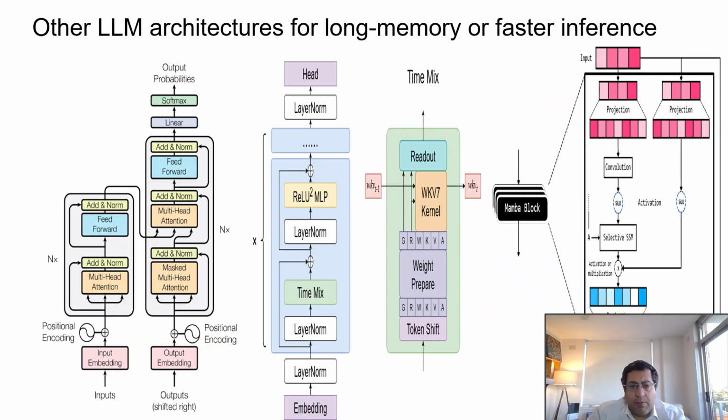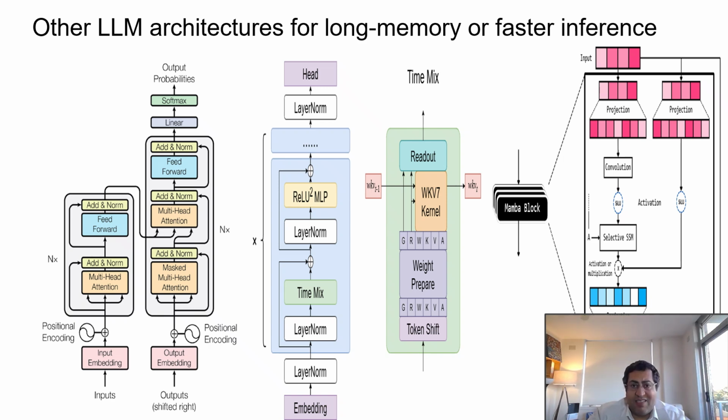So there are other LLM architectures for long memory or faster inference we can implement for you. You can see here side by side, you see transformers, you see RWKV, and you see Mamba. Transformers are not the only available architecture for making LLMs. The other one, Mamba, instead of relying on a self-attention mechanism, is based on a class of models called state space models, which have a long history in control theory and signal processing and allow the model to selectively remember or forget information in the sequence based on its content.